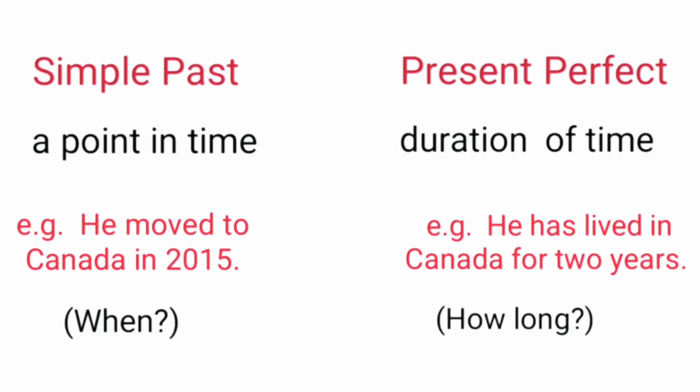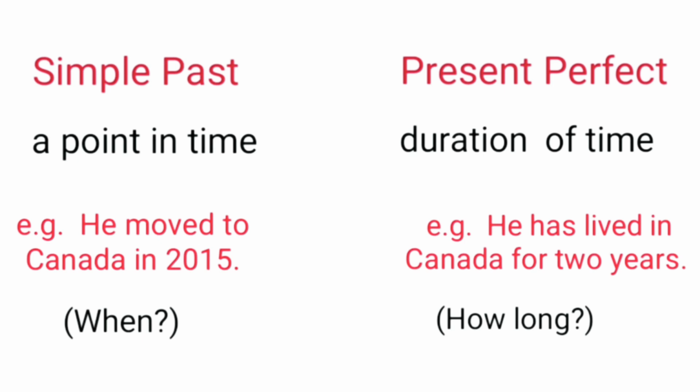When a point in time in the past is mentioned in a sentence, then it is simple past. For example, he moved to Canada in 2015. Here, 2015 is a point in time. And question to this sentence can be, when did he move to Canada? So, if the question starts with when, it is simple past tense.